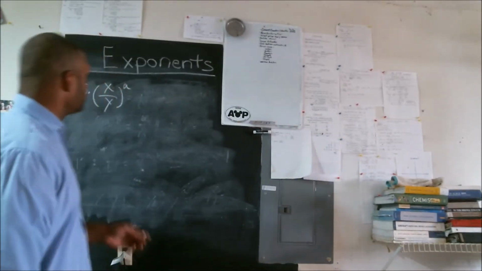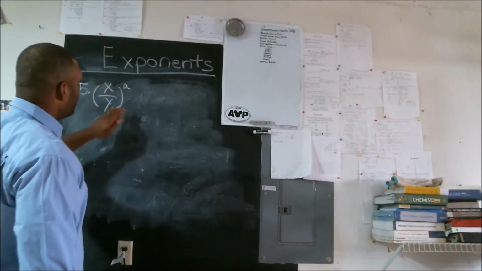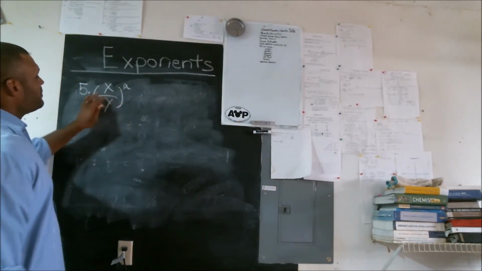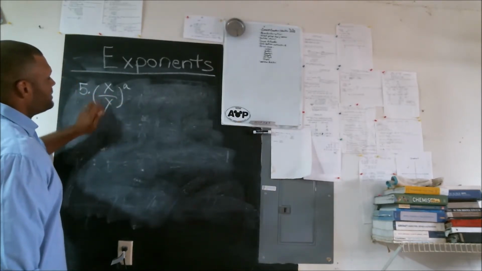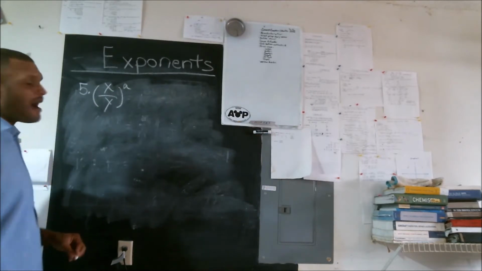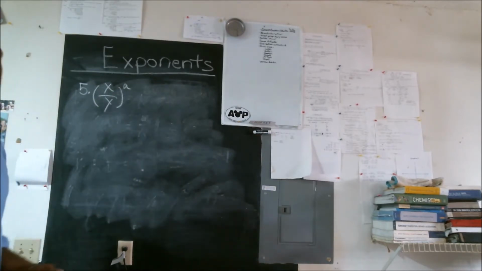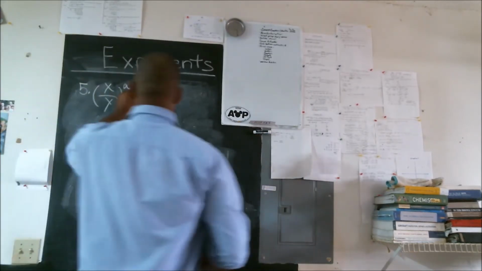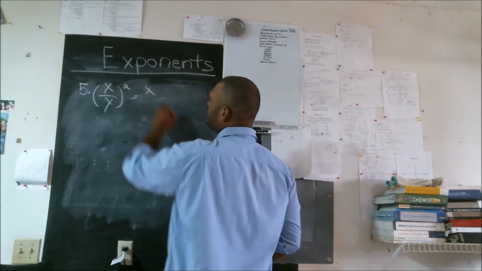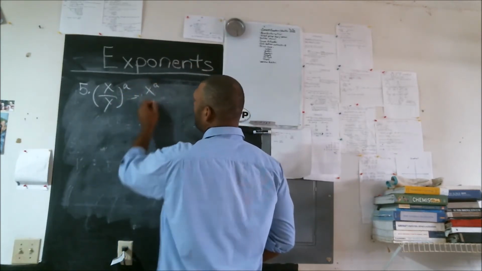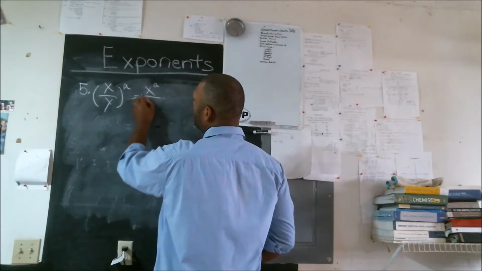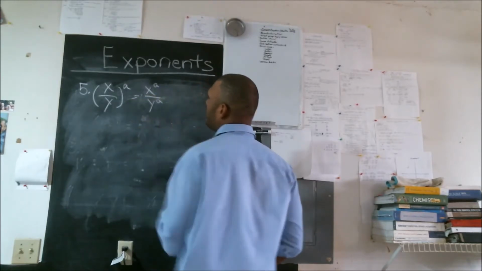All right, now our 5th one is quotient to a power. So we'll take the same x over y, and we have to do this math first inside the grouping, and then we can raise it to the power. So in this situation, this is very easy also. This is going to equal x to that power of a over y to that power of a.